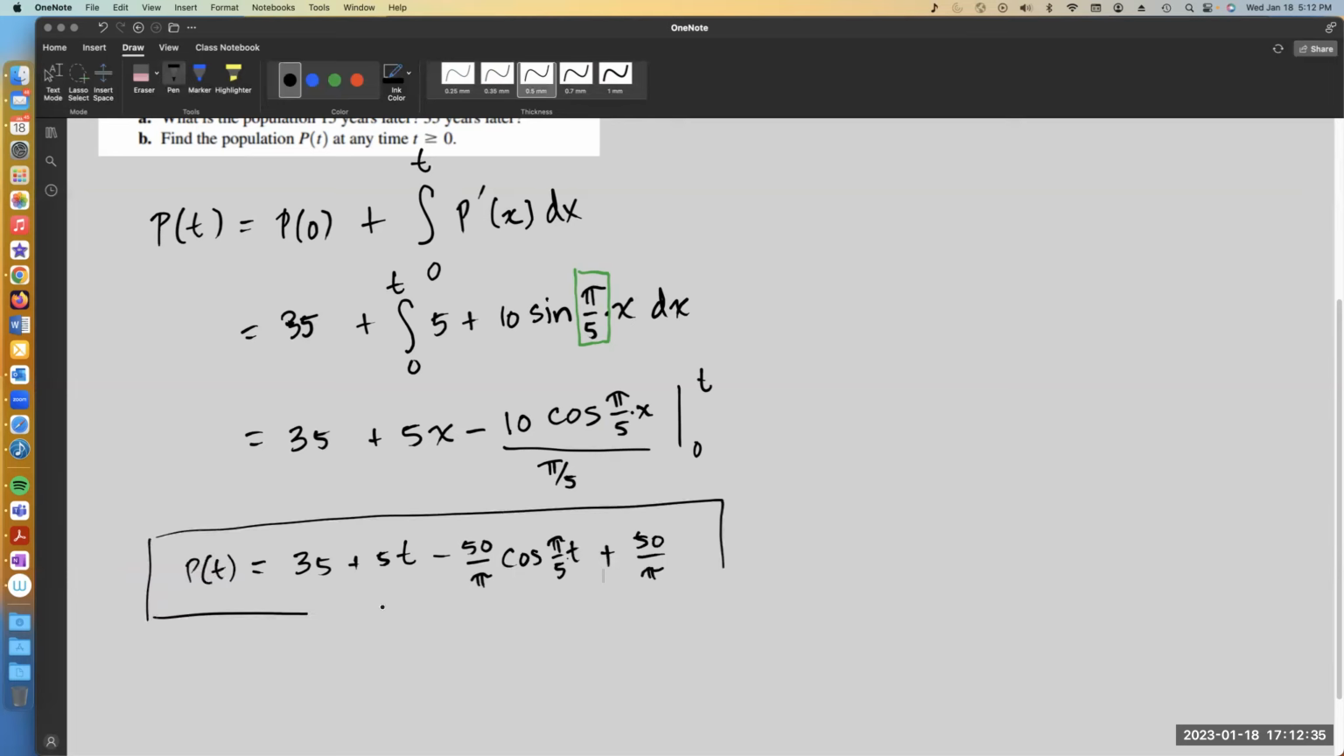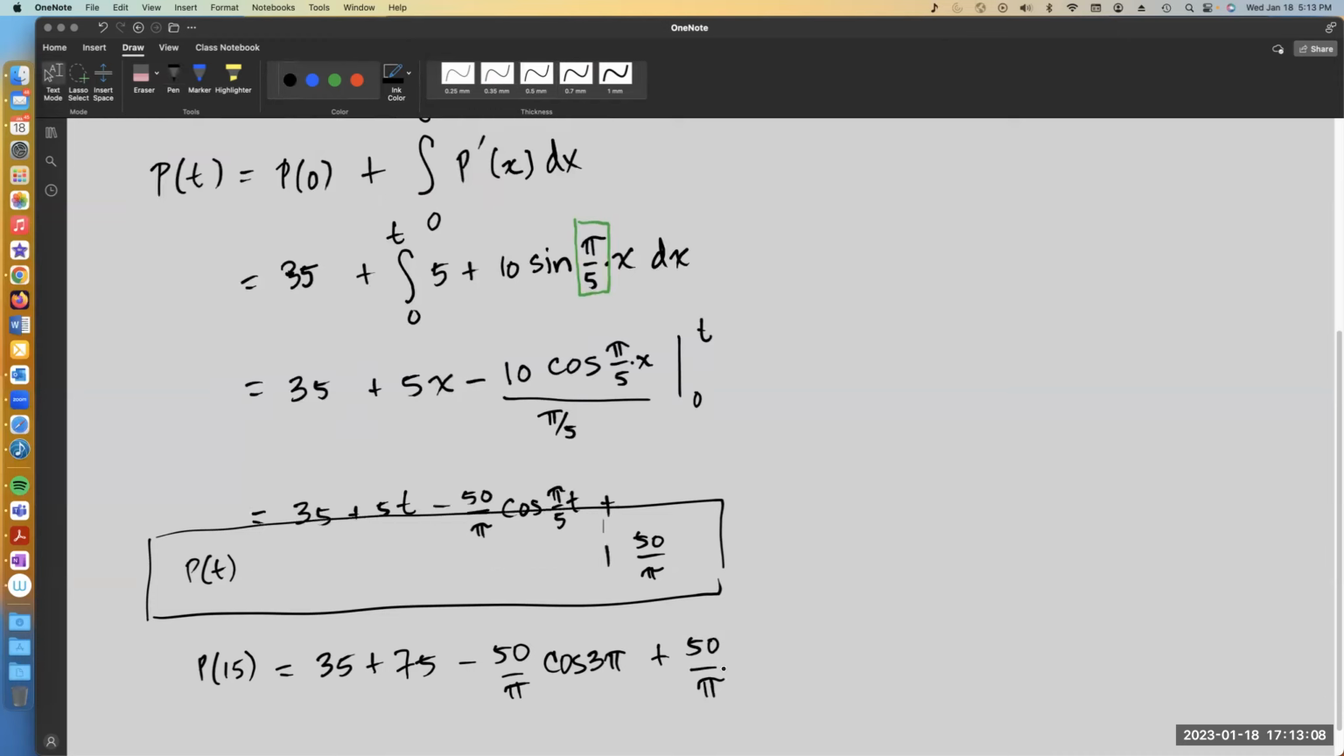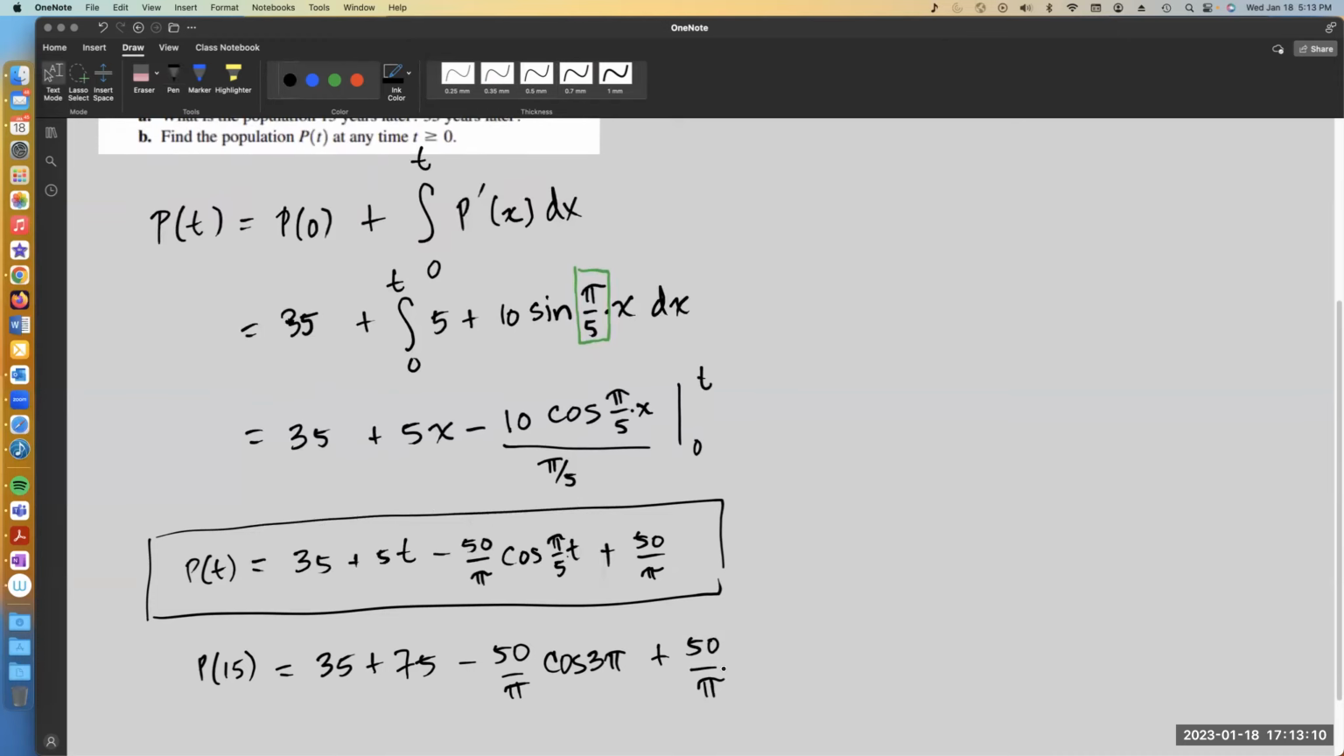This tells us the population of foxes at some future value of t. And we wanted P of 15 and P of 35. Plug in 15, and we get 35 plus 5 times 15, which is 75, minus 50 over pi times cosine of 3 pi. What is cosine of 3 pi? Negative 1.